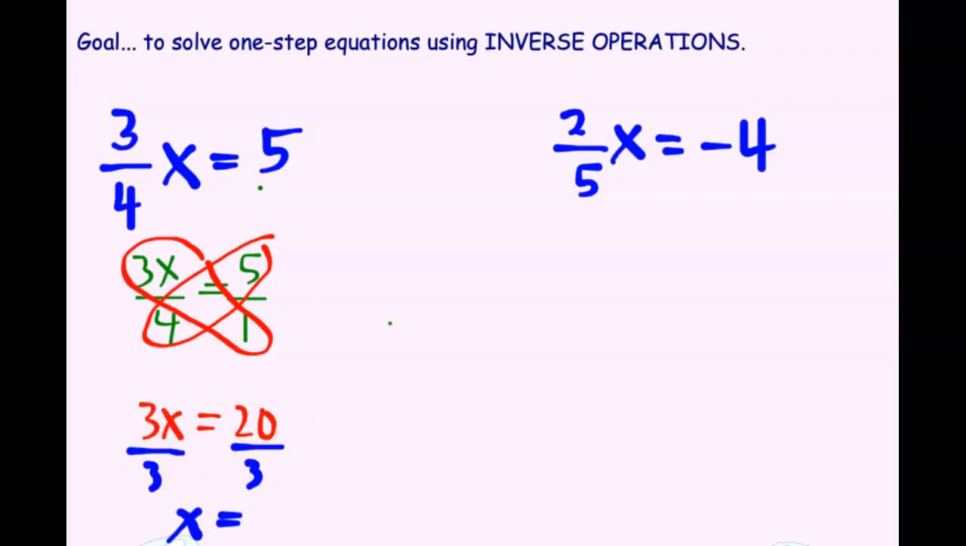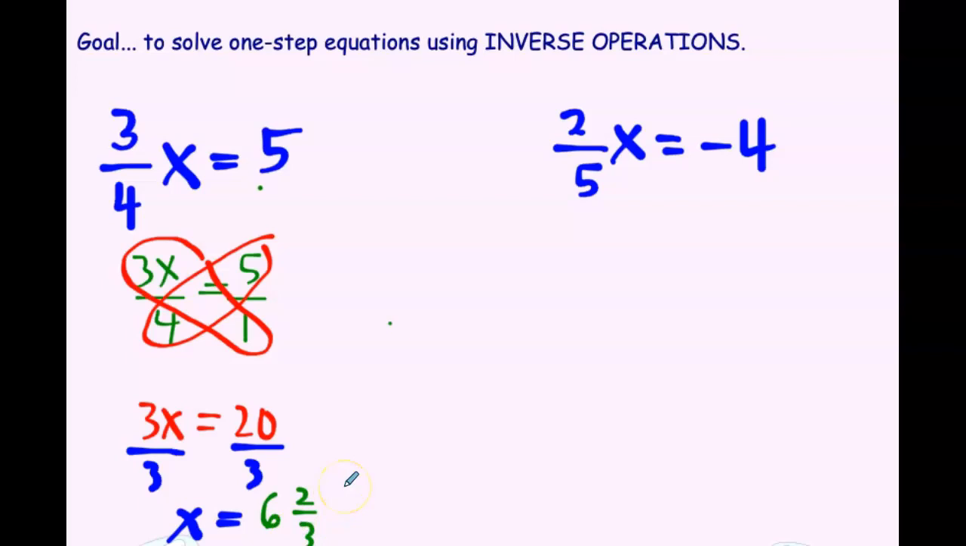Then 20 divided by 3, we do mental math. How many 3s do I get from 20? We get 6. We know that 6 times 3 is 18, so we have a remainder of 2. So we're going to have 6 and 2/3.